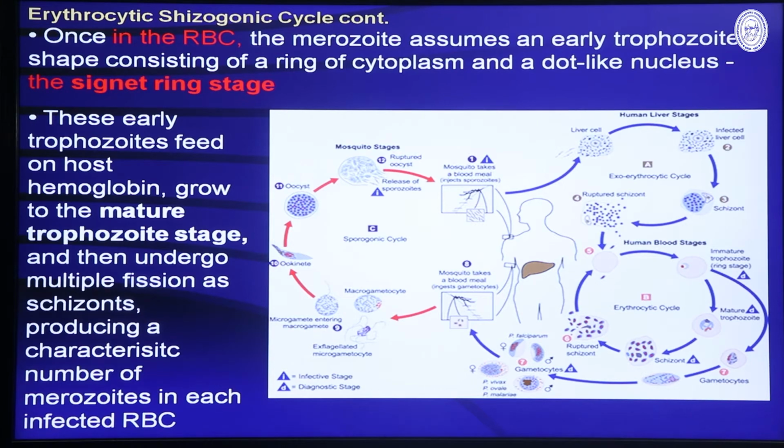gametocyte. Now these male and female gametocytes will come to the peripheral circulation of the human being, and they will just wait there for a certain time, so that a mosquito will have its blood meal, and take these gametes within its body.